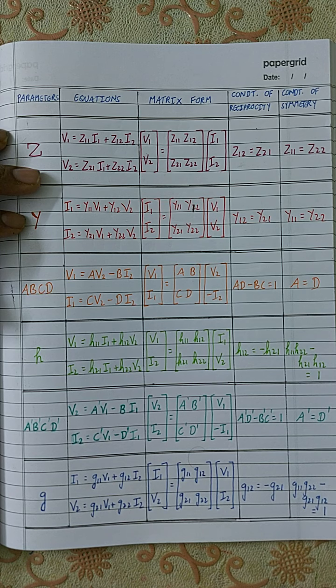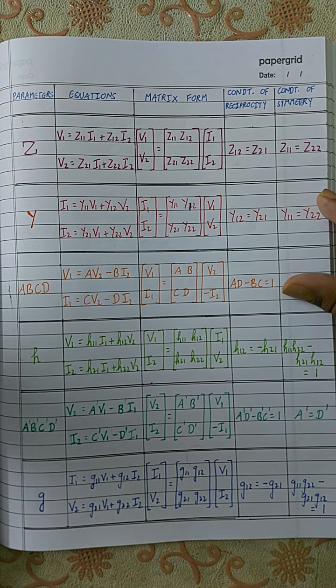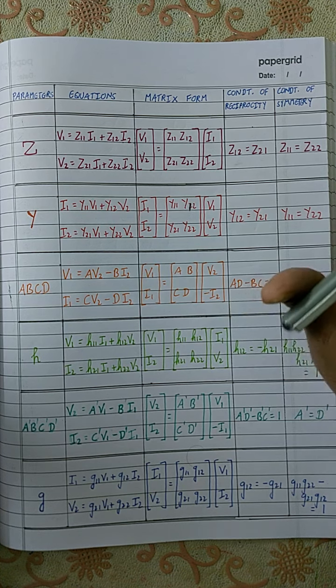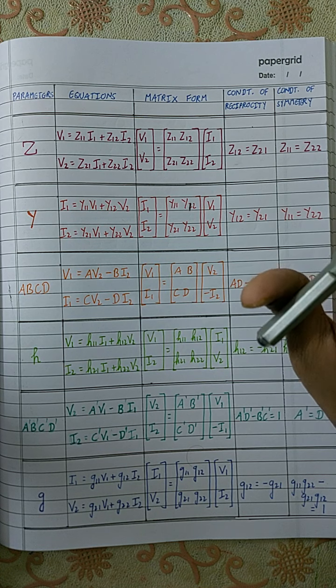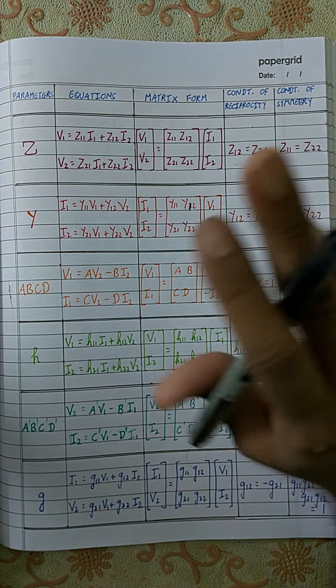See, it's the same. Okay, so now how to do these problems? The technique is simple. They will just give you a circuit, and from the circuit you need to mark V1, I1, V2, I2.